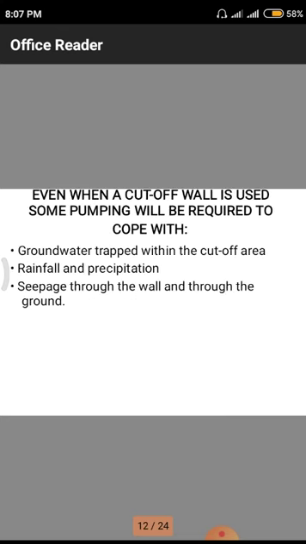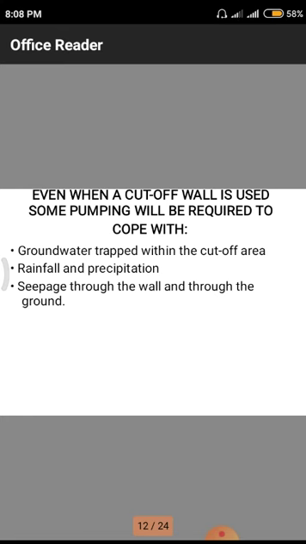Next thing is that even when a cutoff wall is used, some pumping will be required. Groundwater is trapped within the cutoff area. That means we have to observe which area is most probable for the collection of groundwater, so that in those areas we can decide how to build these cutoff walls, whether we have to use a trench, or go for an angular manner, a straight manner, or a sloping manner.